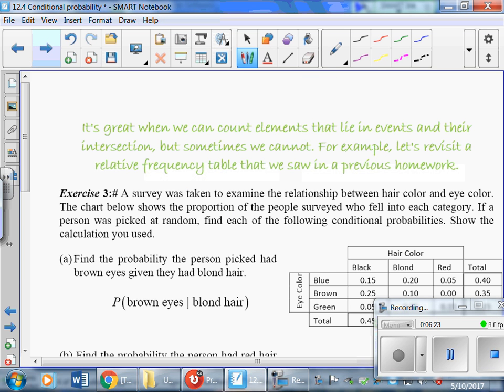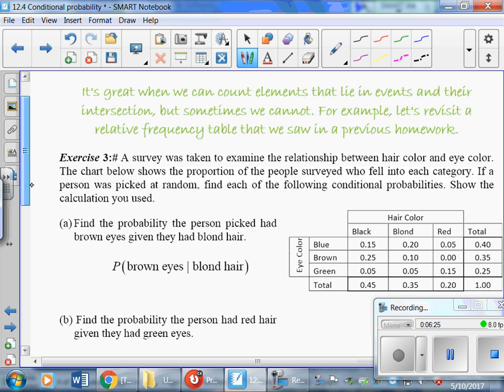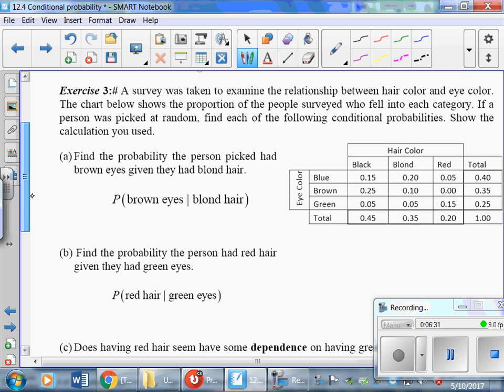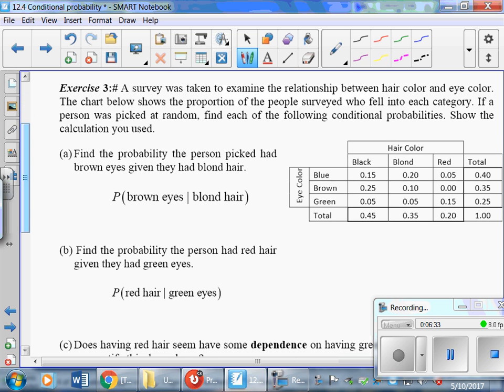So this is what I'm talking about. A survey was taken to examine the relationship between hair color and eye color. The chart below shows the proportion of people surveyed who fell into each category. If a person was picked at random, find each of the following conditional probabilities. Show the calculation you used. So A says find the probability that a person picked had brown eyes given they had blonde hair.